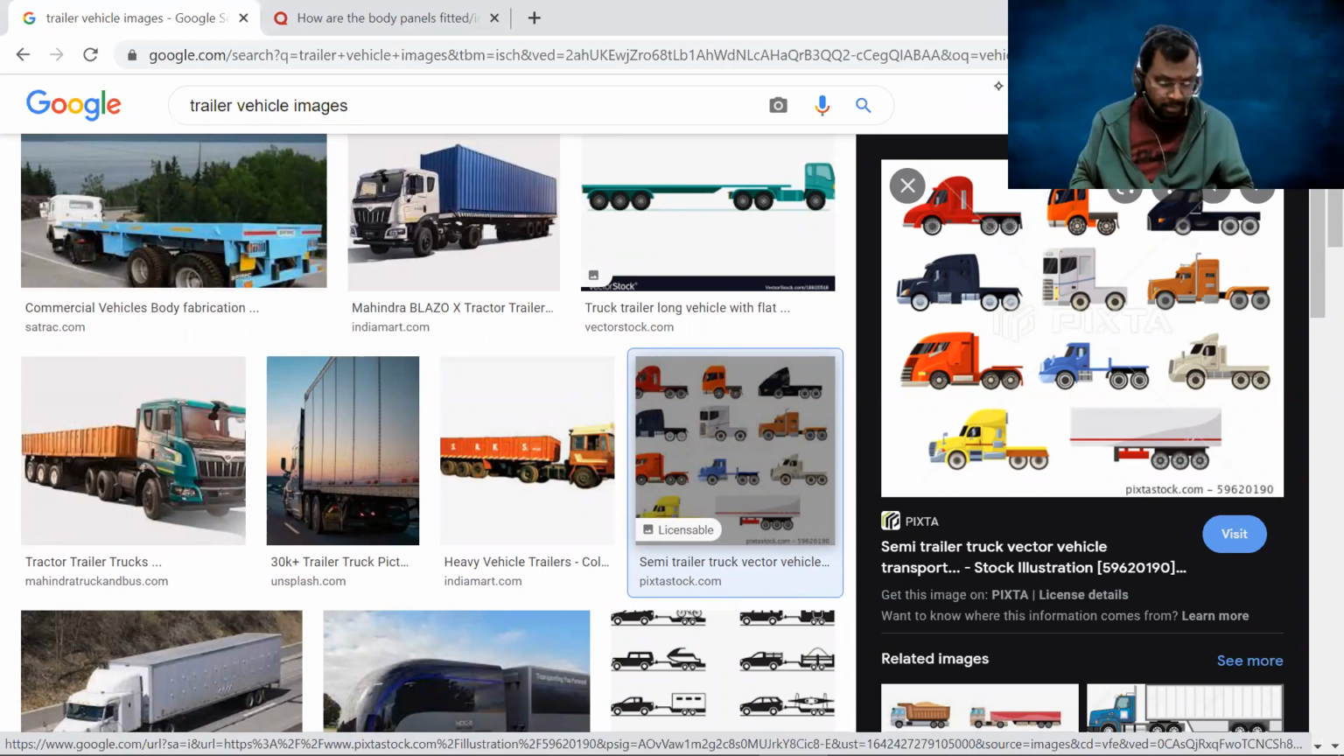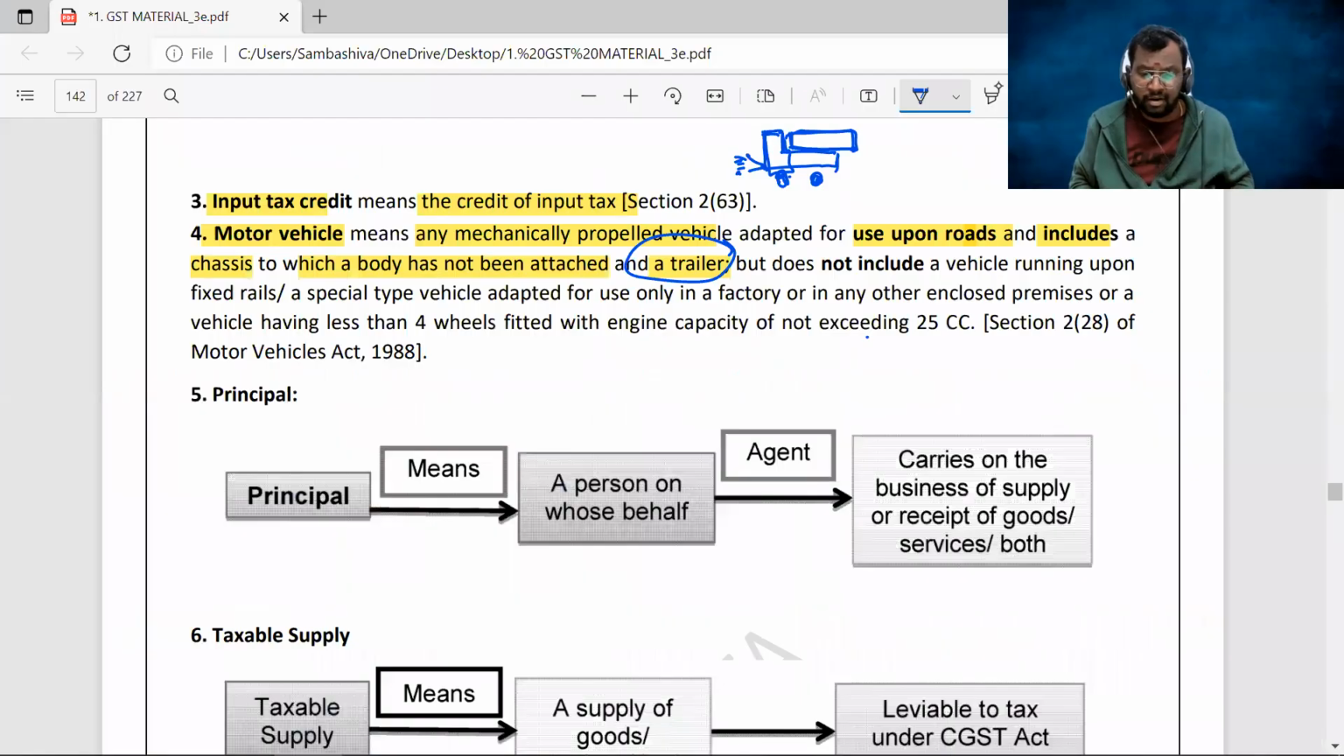Okay, sir. Now let's go to the definition of the vehicle. So these are the inclusions. Any mechanically propelled vehicle adapted for use upon the roads. So what are the vehicles you can observe on the roads, all covered under the motor vehicles definition? Includes a chassis to which a body has not been attached. Even a chassis also covered under the definition of motor vehicle. It also includes a trailer, but does not include. So now we are coming to the list of exclusions.